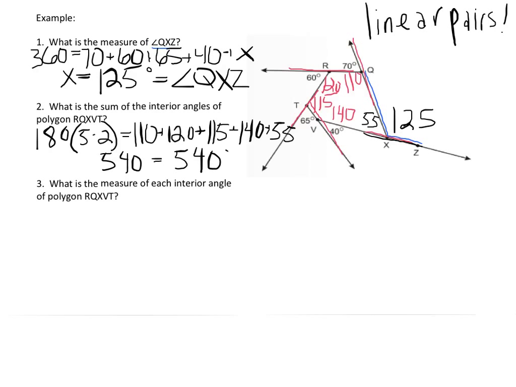Last one is what's the measure of each interior angle of the polygon? Well, I've actually already filled all of them in. And for this type of situation, since I've filled in my picture so well, I can just say on the picture, since they're already all labeled.